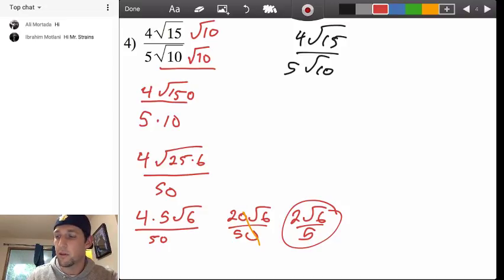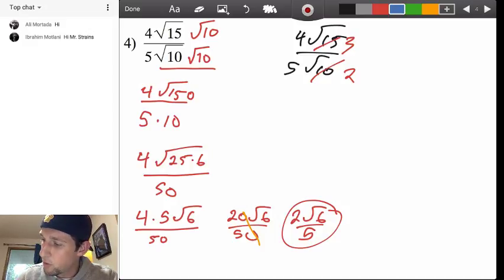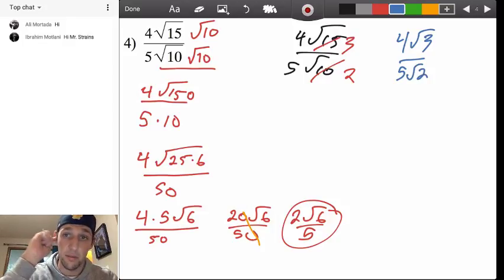Same reason you can multiply them both. Okay, so I can change that to 3 and 2. So now I've got, sorry, I should use a different color. I'm using blue. 4 root 3 over 5 root 2. So that's just from that initial simplification.